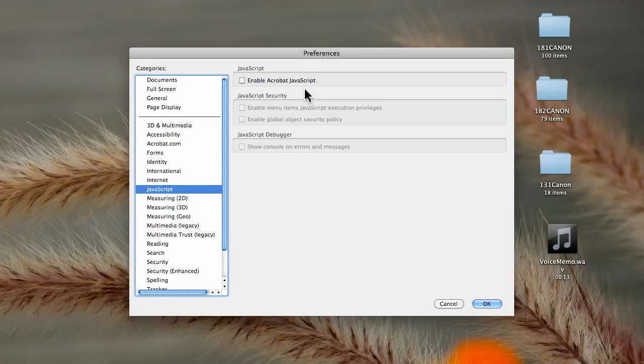JavaScript is a very easy programming language that a lot of people love, but it can be used maliciously, and that's where the hackers have been sneaking in lately. Since Microsoft got a little bit better at its security, the next weakest point was Adobe Reader. Anyway, uncheck that and click OK, and you'll be okay.